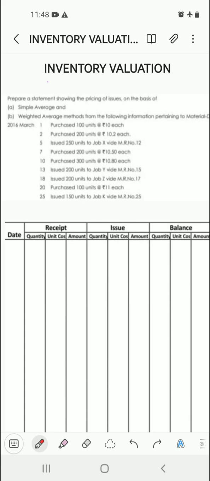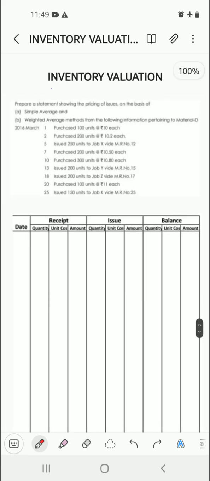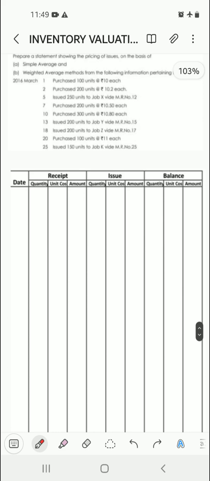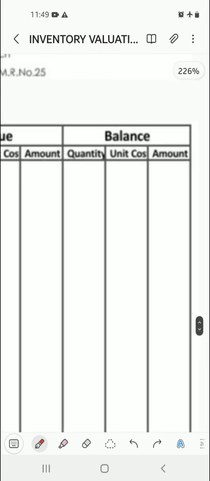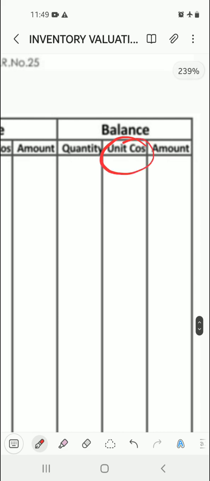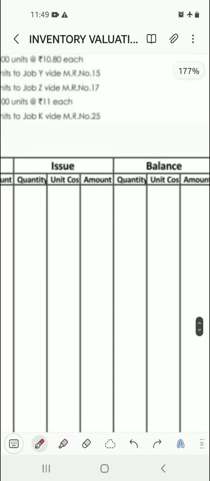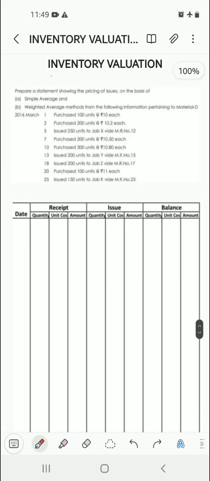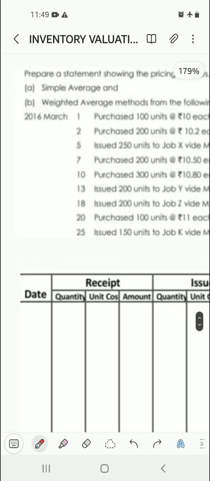Now first we're going to start with the sum, but before that I would like to say about the basic format. It will be same as that of the LIFO and the FIFO method and also the simple average method. Only this unit cost that we have got in the place of the balance, you may or may not write it, you can omit it, it's up to you. It will not make any difference in the sum. Now see, we'll straight away move to the question.